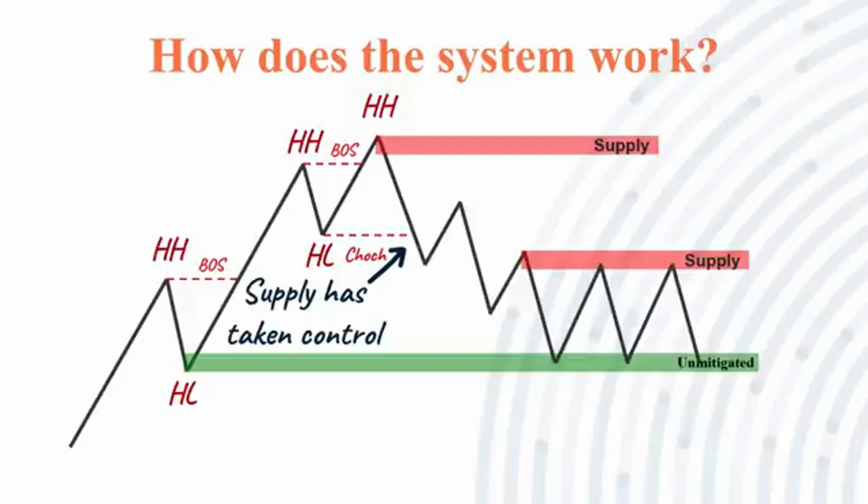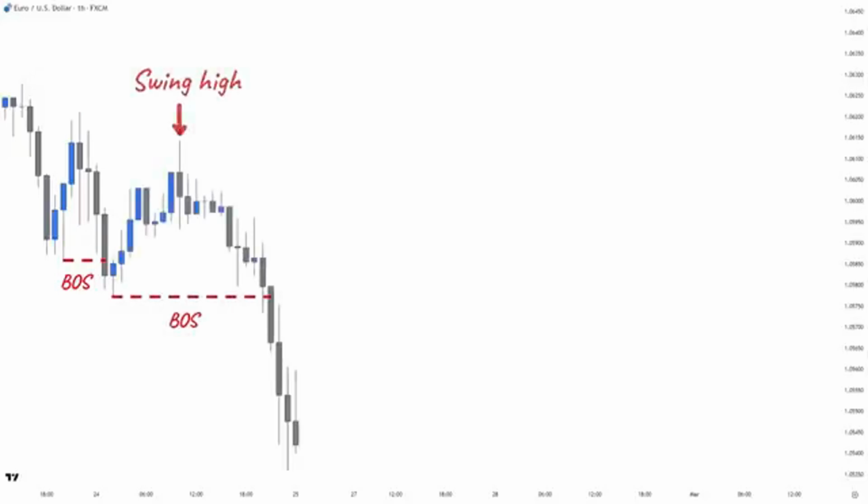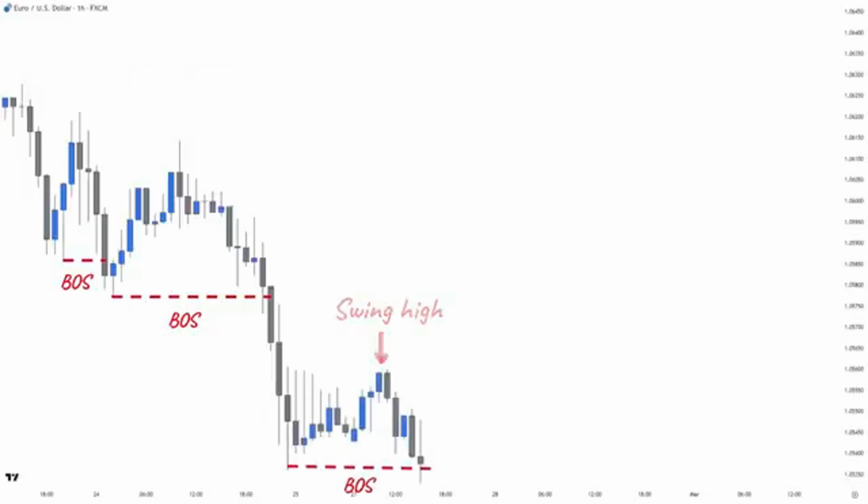So let's see some real chart examples on this topic. Here on the Euro-Dollar 1 hour time frame, let's break down market movements individually to identify where supply and demand are in control. Starting from the left, we have a break of structure to the downside and supply is in control as long as we stay below this swing high. Continuously, we have a sharp move to the downside, breaking below the previous market structure, indicating supply is still in control. Once more, another break of structure and a valid zone we have. So supply is in control as long as we stay below this zone.